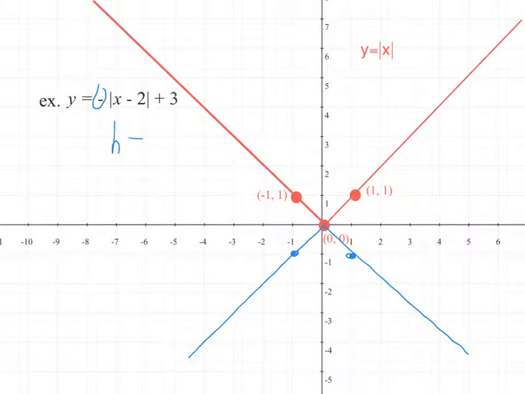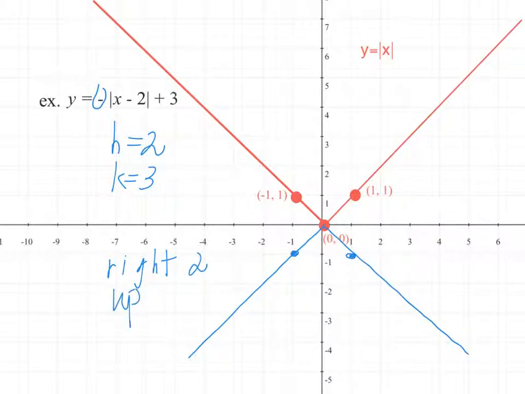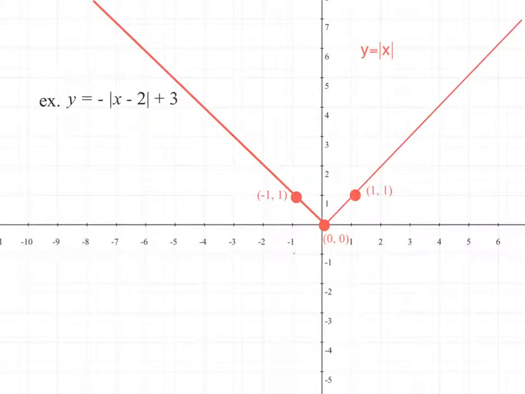H is going to be positive 2. Always the opposite in there with the parentheses. And k is 3. So for this one, I'm going to move to the right 2 and up 3. So let me do that in a clean graph. Flipped it upside down.